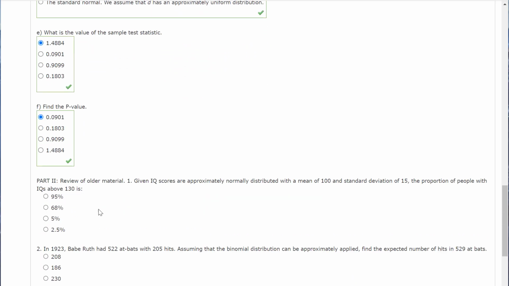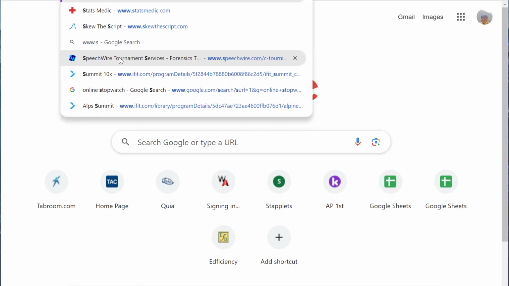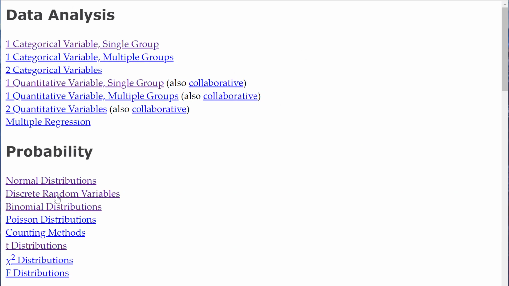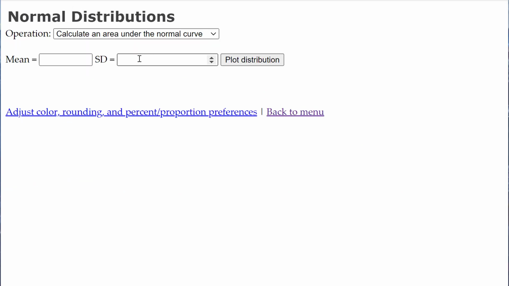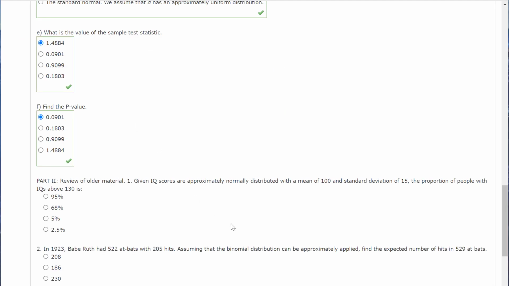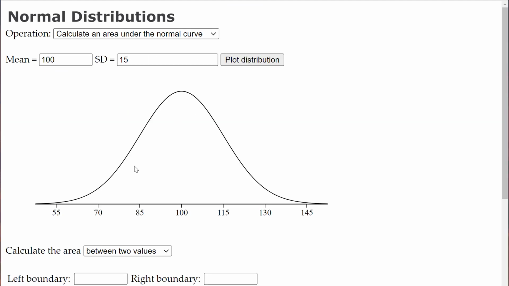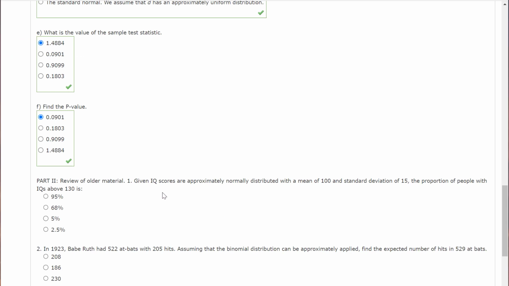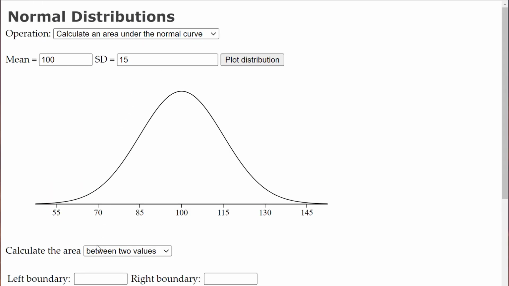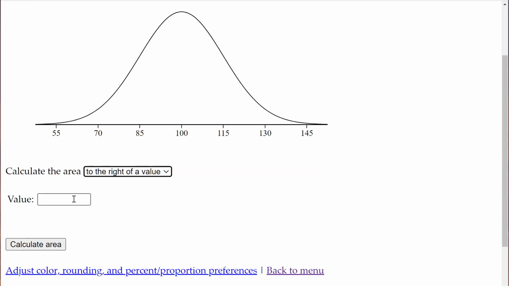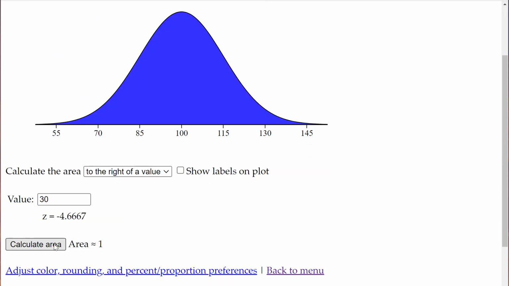All right, part 2, some review of older material. Given that IQ scores are approximately normally distributed with a mean of 100 and a standard deviation of 15, I'm going to go to my handy Stapplet. We're doing the normal distribution. They said the mean was 100 and the standard deviation is 15. And what do we want to know? The proportion with IQs above 130. So to the right of 130, calculate area.